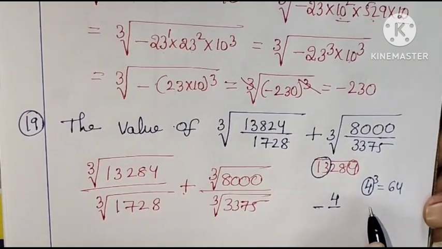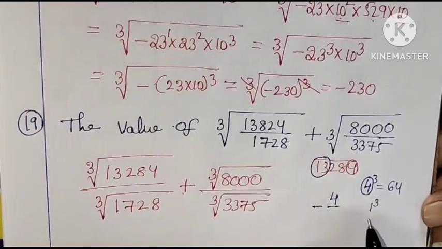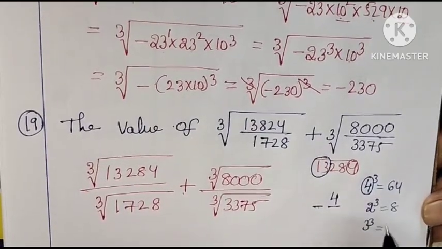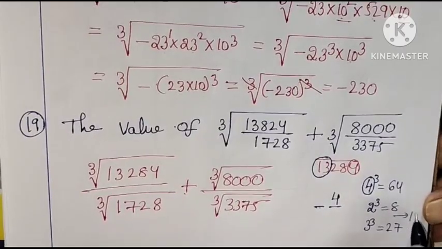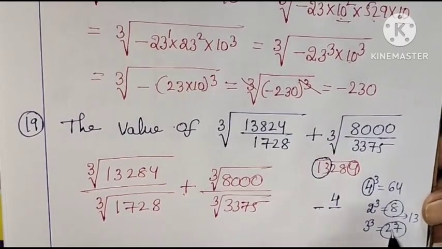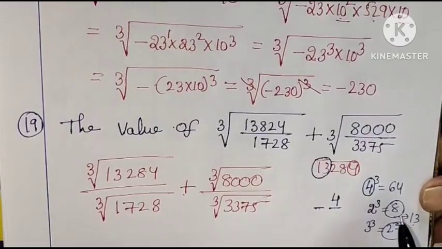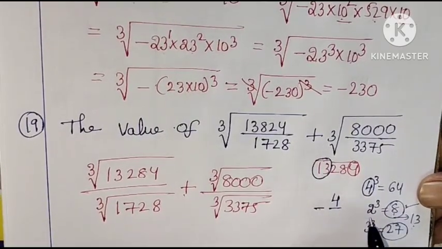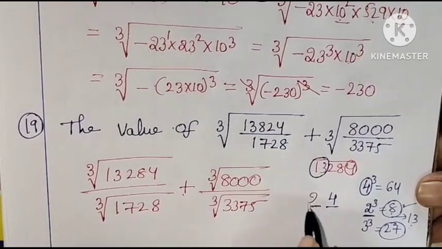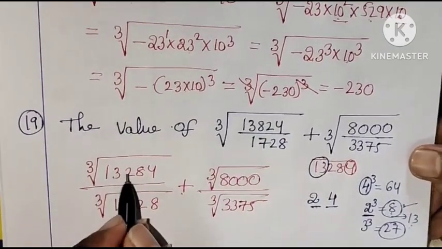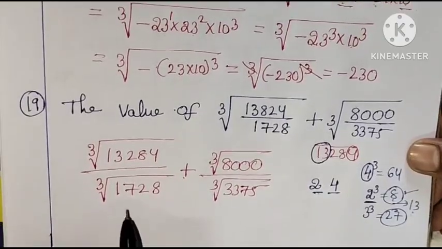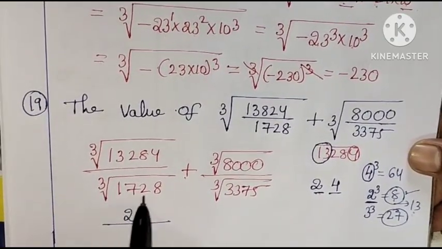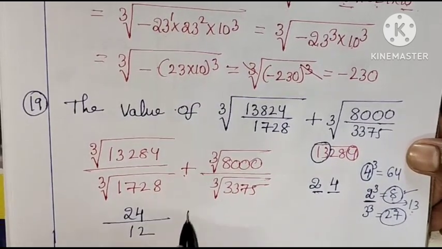13 lies in the interval between 2 cube and 3 cube. So 2 cube is 8, 3 cube is 27. 13 lies in between 8 and 27. So the least value is 8. The cube root of 8 is 2. So 24. So the cube root of 13824 is 24, by cube root of 1728, which is 12. This is simple only.